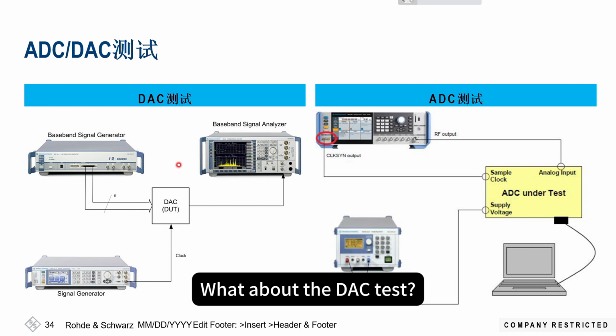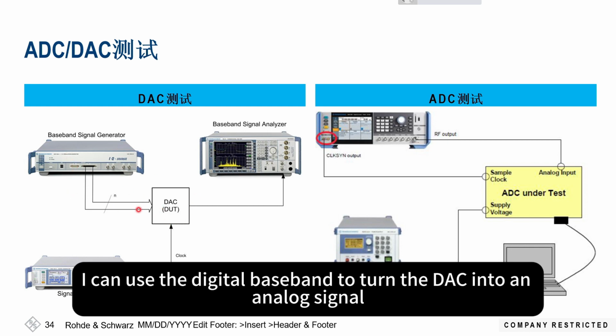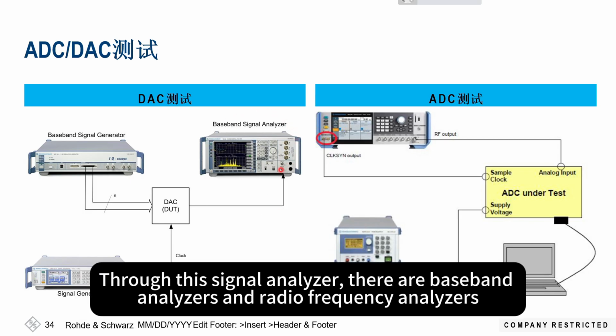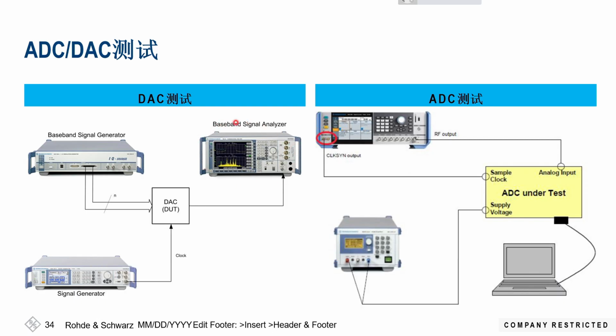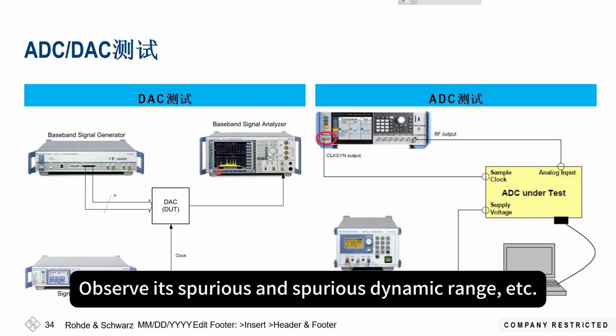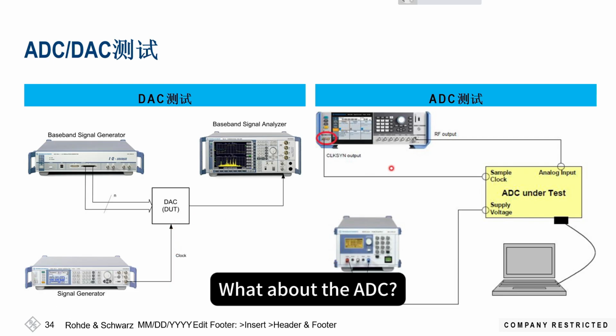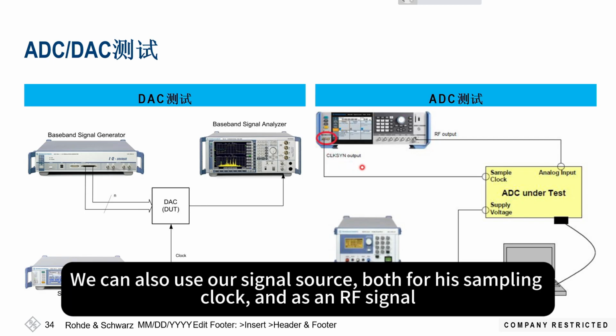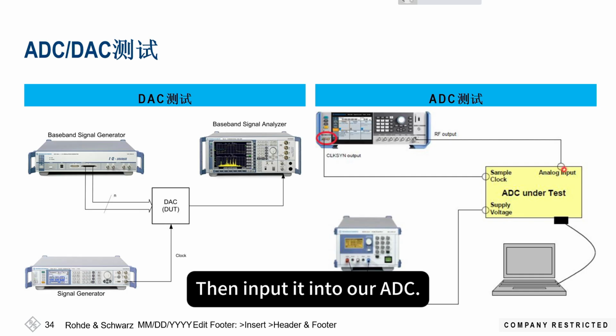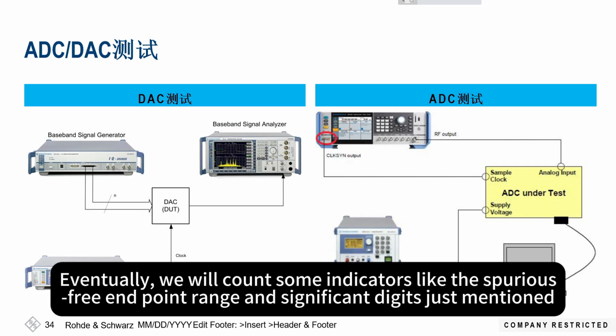What about the DAC test? I can use the digital baseband to turn the DAC into an analog signal. What about this time? Through this signal analyzer, there are baseband analyzers and radio frequency analyzers. Observe its spurious and spurious dynamic range, etc. Of course, the signal source can also provide it as a clock signal. What about the ADC? We can also use our signal source, both for its sampling clock and as an RF signal, then input it into our ADC. Eventually, we will count some indicators like the spurious free dynamic range and effective bits just mentioned.